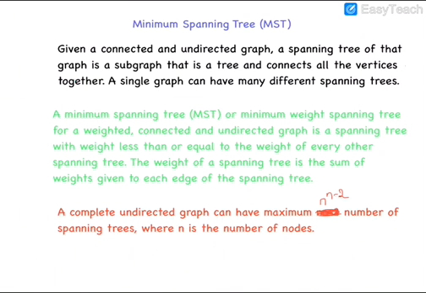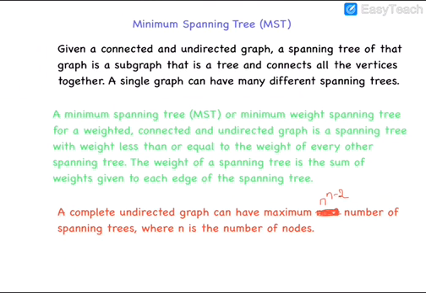And a given graph can contain many different spanning trees. Generally, the maximum number of spanning trees in a given undirected graph is n to the power of n minus 2. So that is what a spanning tree is. So whenever a connected undirected graph is given, we will be getting a maximum of n to the power of n minus 2 spanning trees.